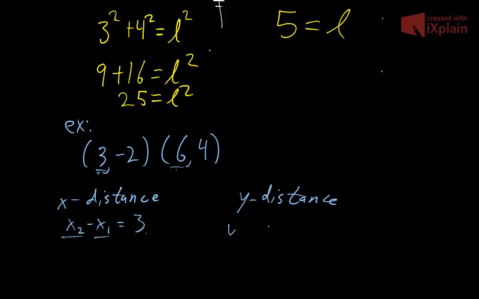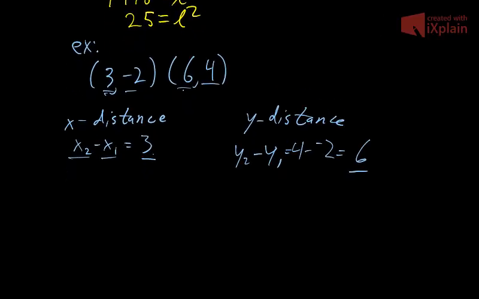So the y distance would be y2 minus y1, which would be 4 minus negative 2. So that's 4 minus negative 2, which is going to give me 6. So my y distance is 6, my x distance is 3. Now that I know that, I can draw this. My x distance is 3, my y distance is 6.